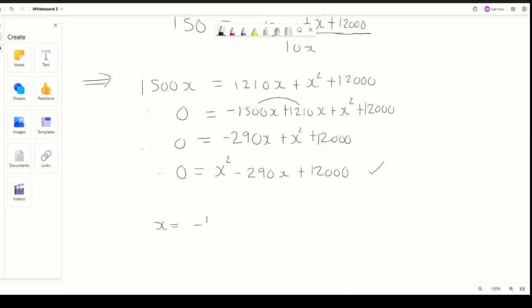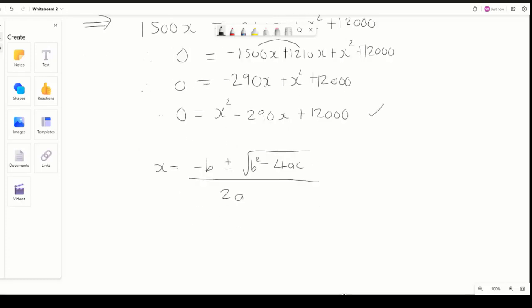x equals minus b plus or minus the square root of b squared minus 4ac, over 2a. I don't see how it can factorize nicely. I can't think quick enough. There was a 300 there. Let's just see what happens. Okay, guys, can you see that a is 1, b is minus 290, and c is 12,000, right?